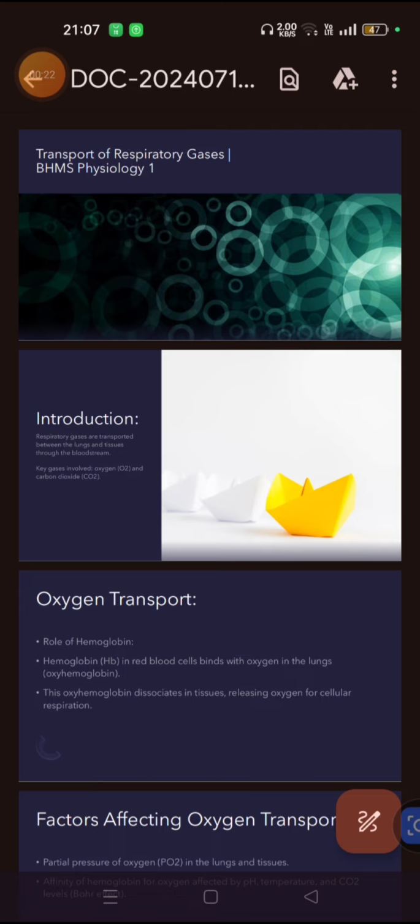Oxygen transport. Role of hemoglobin. Hemoglobin, Hb, is a red blood cell protein that binds with oxygen in the lung. Oxyhemoglobin dissociates in tissue and releases oxygen for cellular respiration.